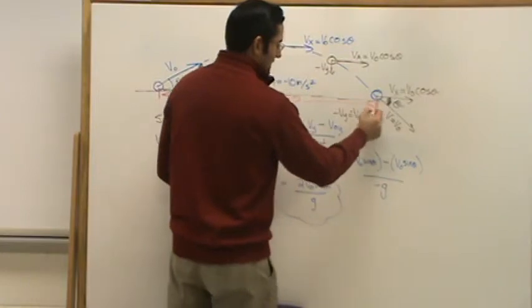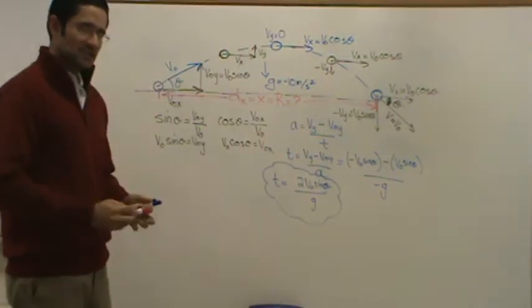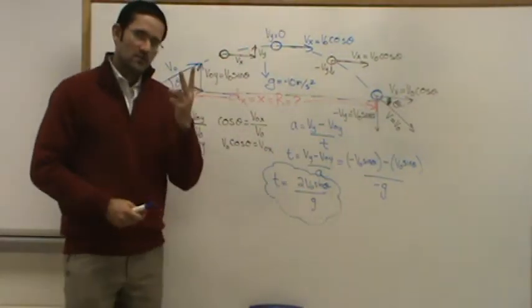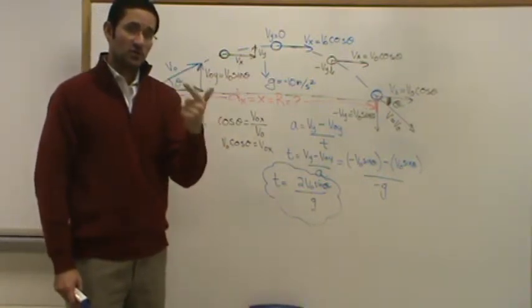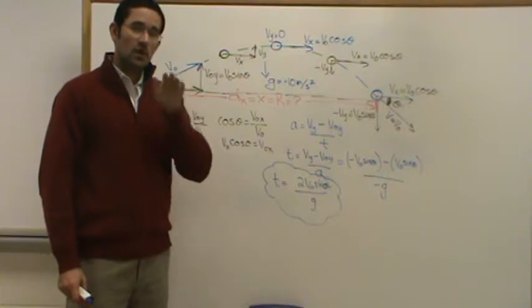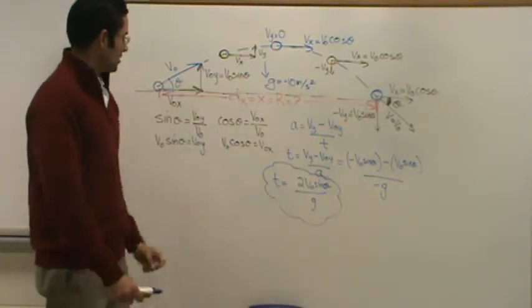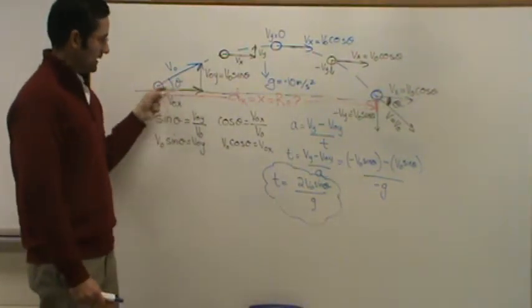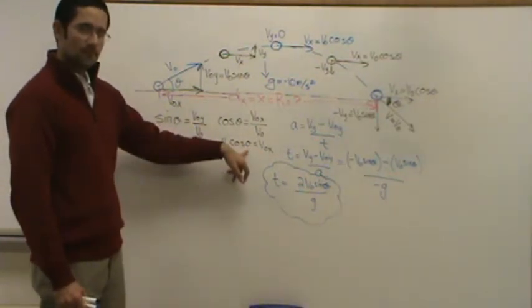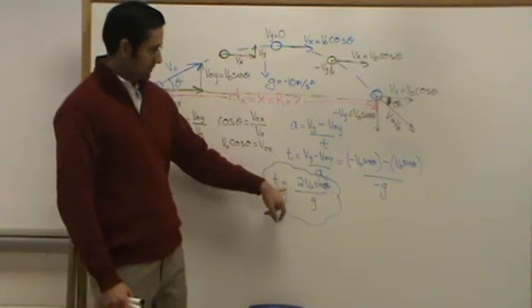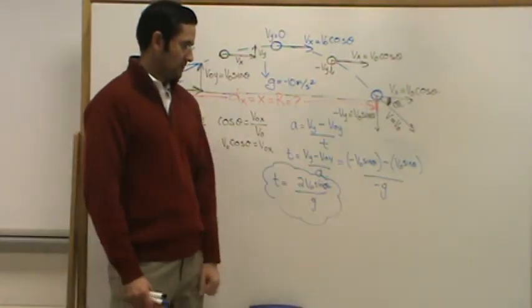Whatever they call it, you can choose whatever letter you want. If they're saying, give me the horizontal displacement, you need to know two things. You need to know how much time the ball spent in the air, and you need to know the ball's horizontal velocity, because the horizontal velocity dictates the ball's motion on the horizontal axis. So the horizontal velocity is v naught cosine theta. The time is 2 v naught sine theta over g.